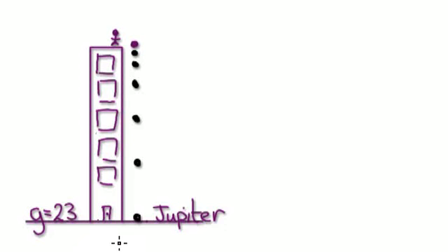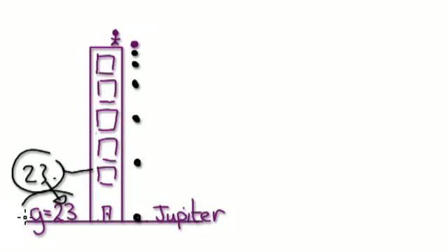So now our building here is on Jupiter. The gravity of Jupiter is 23 point something. Okay, let's just round it off to 23. So let's say the gravity on Jupiter is 23.